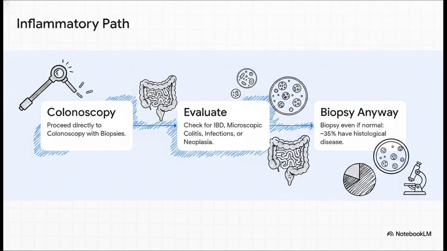Step 2 is evaluating those findings for inflammatory bowel disease, microscopic colitis, infections, neoplasia, or ischemic issues. But I really want you to focus on Step 3 here. You absolutely must take biopsies even if the mucosa appears entirely normal during the scope. Why? Because approximately 35% of these patients will actually have histological disease hiding right under the surface. Most commonly, that's microscopic colitis, which is literally invisible without a microscope.